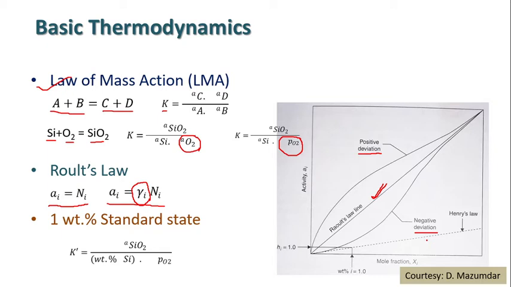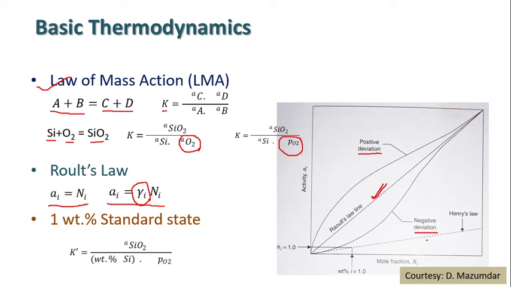In case of metals, metals can be treated as dilute solutions. And Henry's law, which is a straight line relationship, but activity is not equal to the mole fraction, but proportional to it. It is proportional to it, but the activity is not equal to the mole fraction, as in case of Raoult's law.